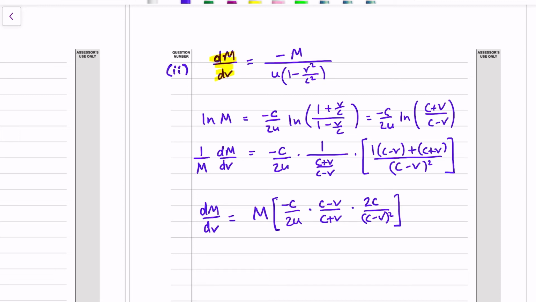Okay, and then we play the cancellation game, good fun. The c minus v there cancels one of the c minus v's on the bottom, right. The 2's cancel. Okay, that's all so far. We have m times minus c squared over u times 1 over (c+v) times (c-v). That's a difference of two squares, so actually I'm going to write that as c squared minus v squared.